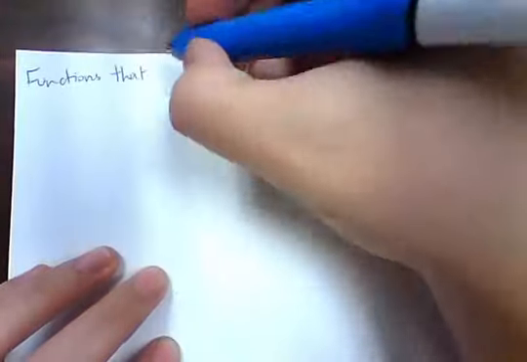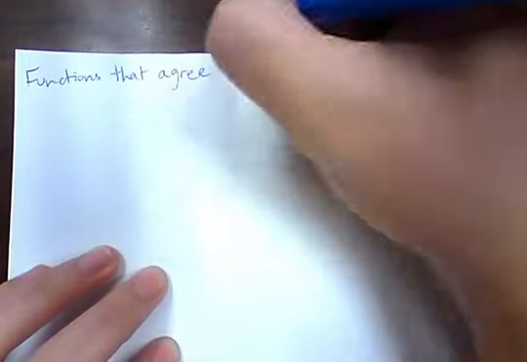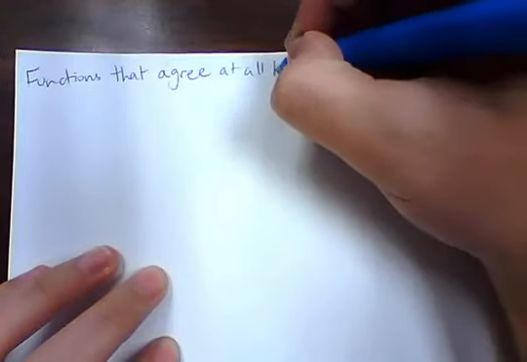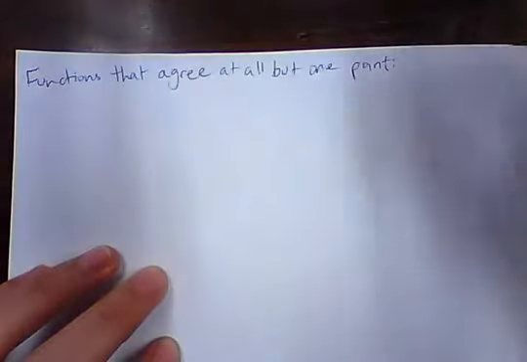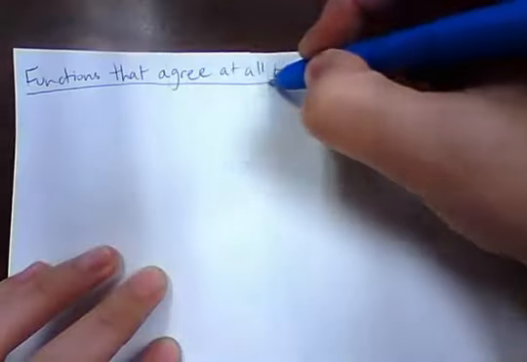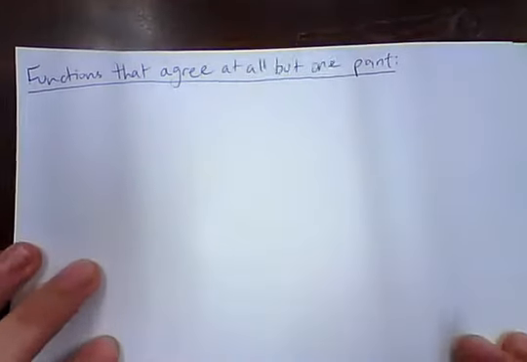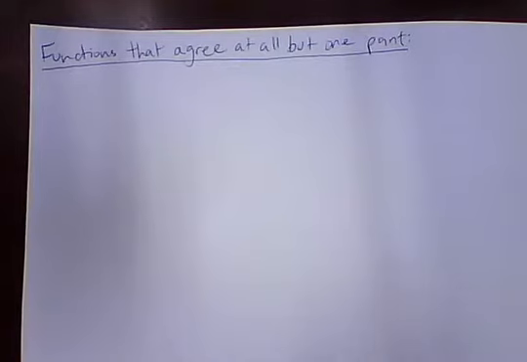Okay, so the first topic we'll talk about is functions that agree at all but one point. Functions that agree at all but one point. We have the following definition we can use when we have this scenario in calculus.